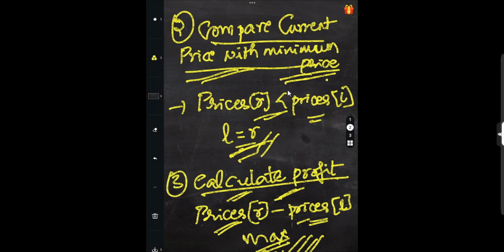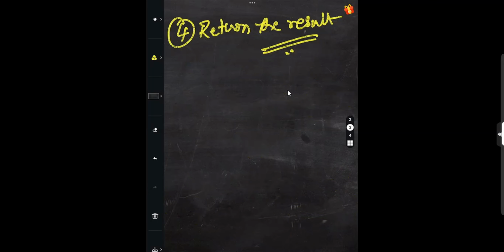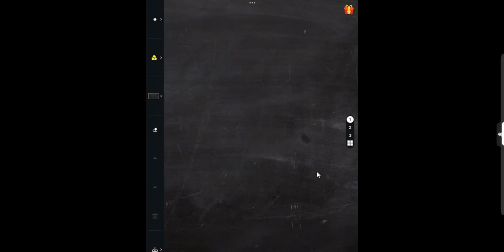Then we'll be calculating the profit. Just remember this one formula, and to keep track of the maximum profit, we'll make use of the variable max. Finally, we have to return the result, which is the value of max after completing the loop. So this will be the approach, and let's go with the edge cases one by one.